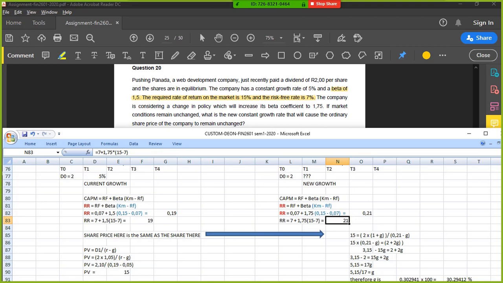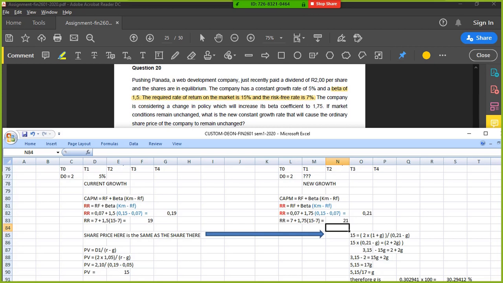Yeah, that formula had to update. Yeah, 7 plus 1.75 times 15 minus 7, yeah, it's right. Okay, right, it was right. 21 was right. So that was correct. There's nothing wrong with that. I had to update that formula. That was my mistake. Okay, that should have been 1.75. Yeah, 21's correct. Nothing wrong with that.